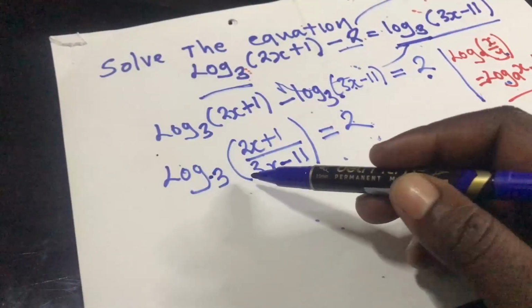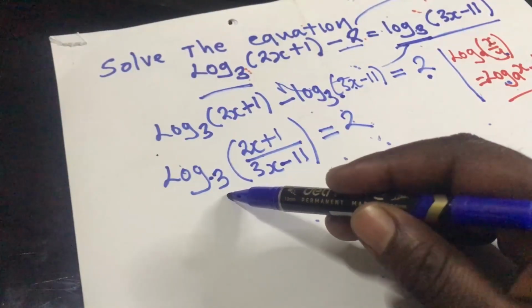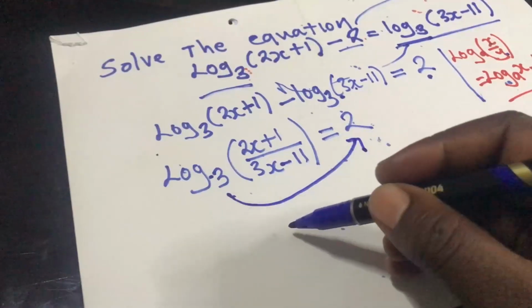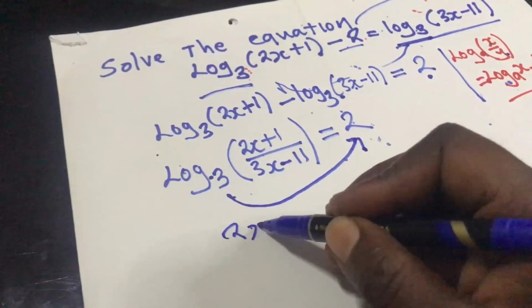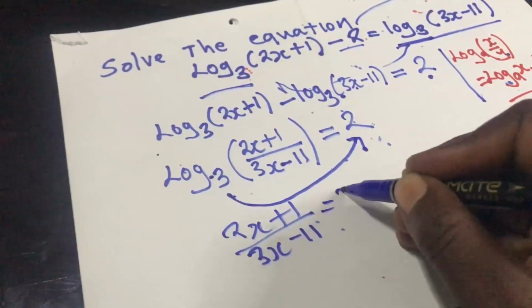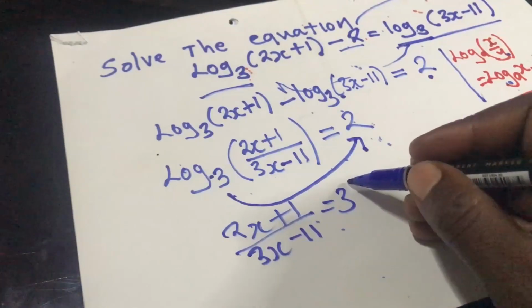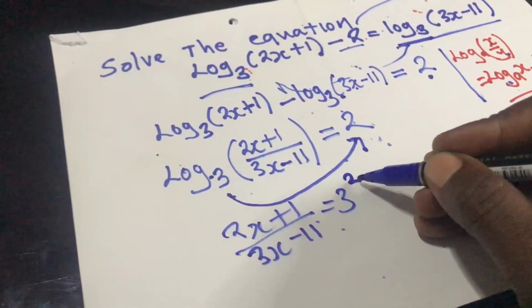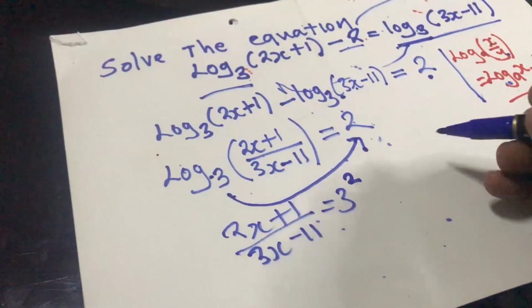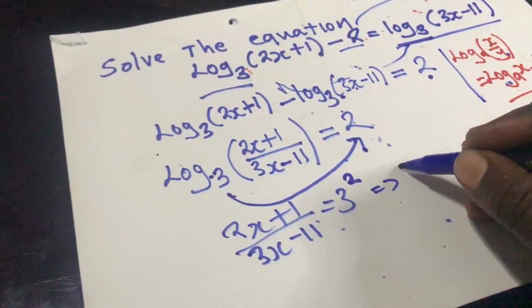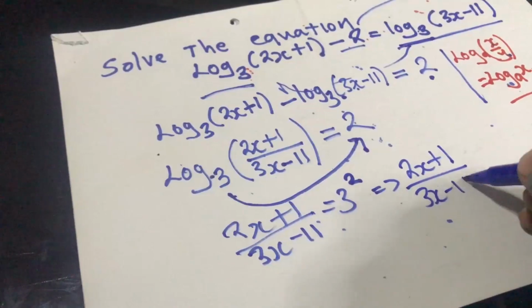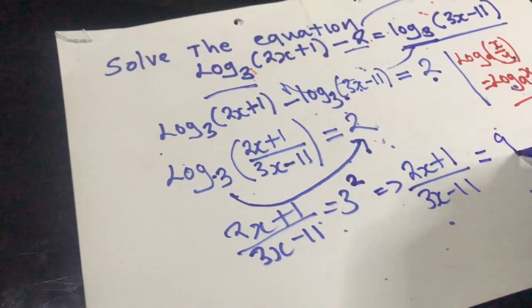So when you reach this particular point, you know that this 3 is going to push that 2 up. So you are going to have (2x plus 1) over (3x minus 11) is equal to 3 to the power 2, isn't it? So when you have 3 to the power 2, then you can proceed to solve: (2x plus 1) over (3x minus 11) is equal to 9.